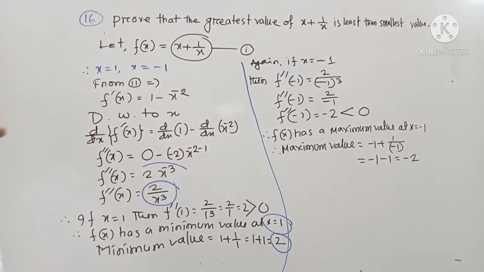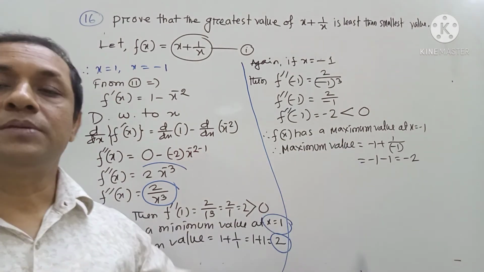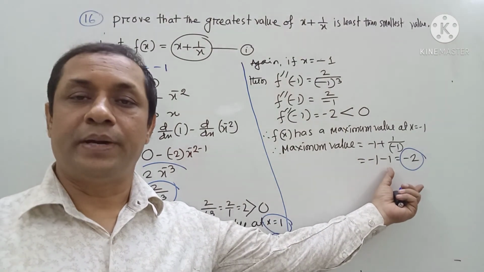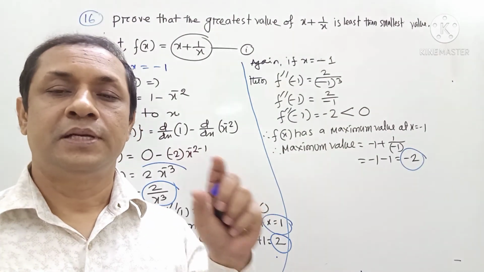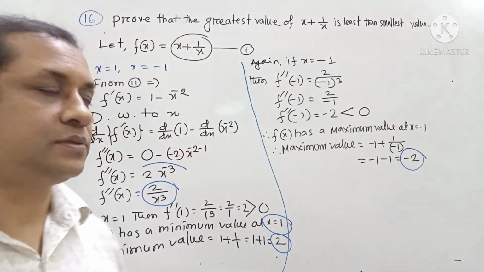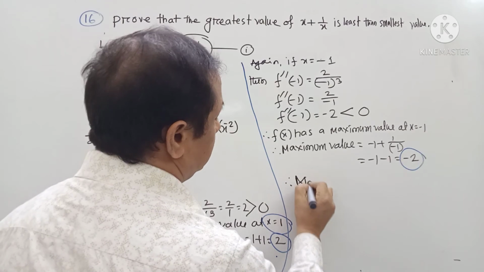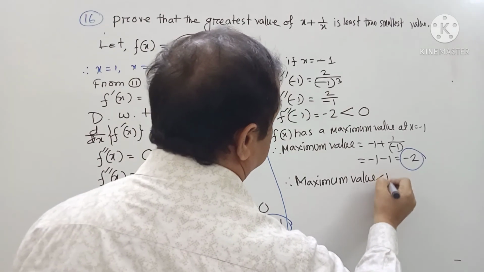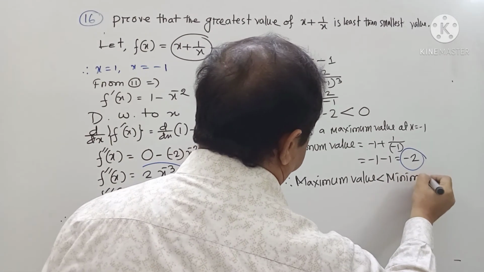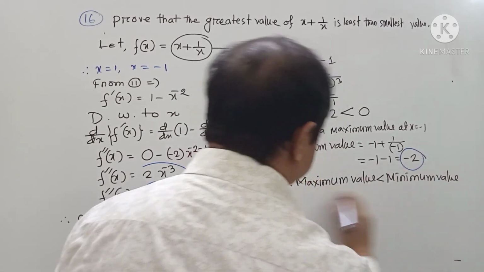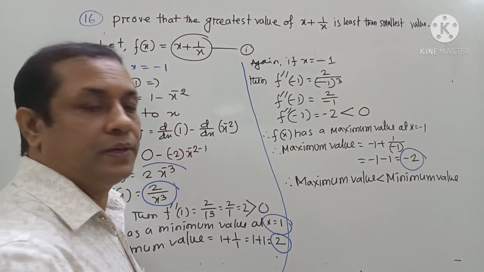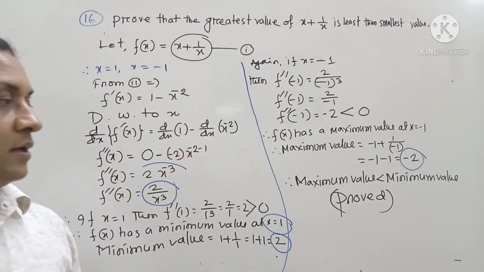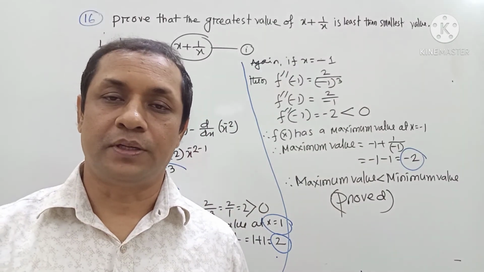So student, we have minimum value is 2 and maximum value is minus 2. So the maximum value is less than the minimum value. Then we have maximum value is less than minimum value, hence proved. I hope that student you are clear.